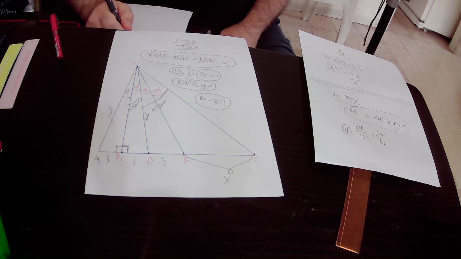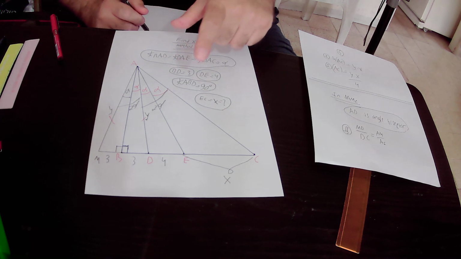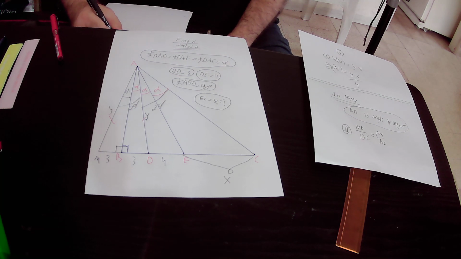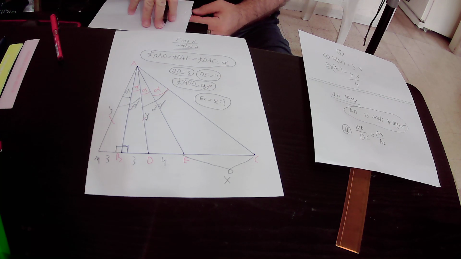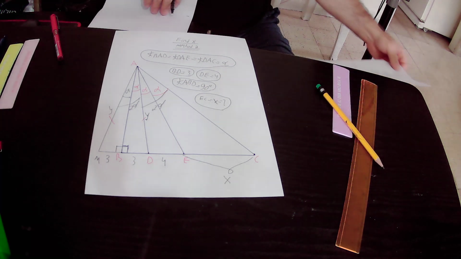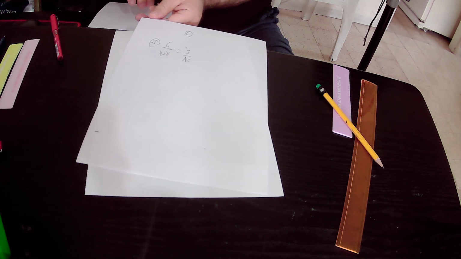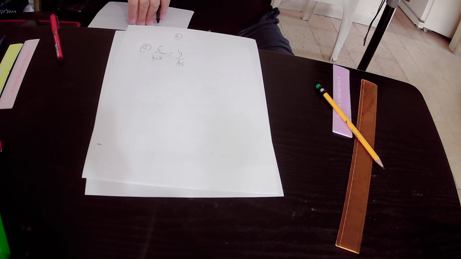All equals AM. What is the value of AM? AM equals y, according to our definition, over AC. So we got this equality according to the angle bisector theorem.